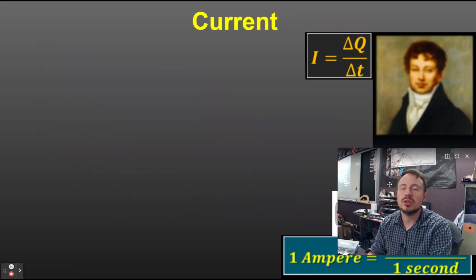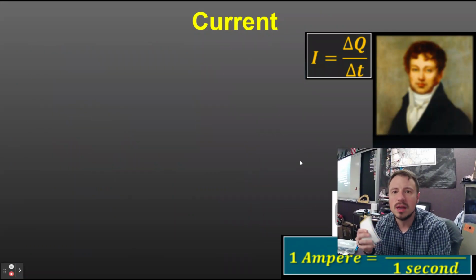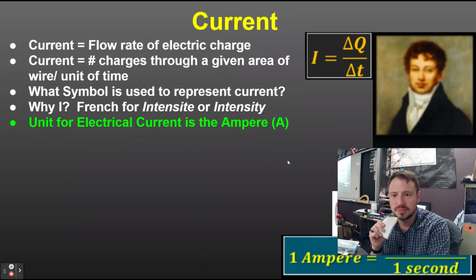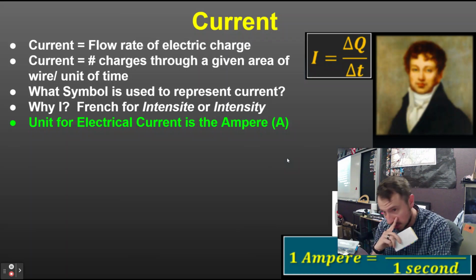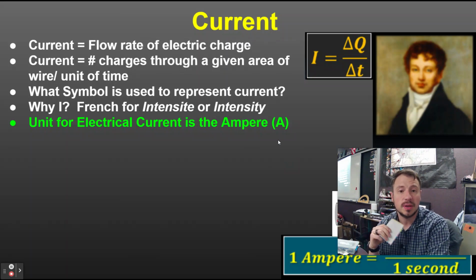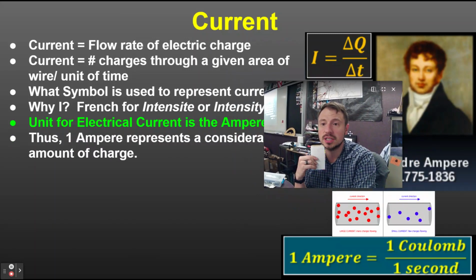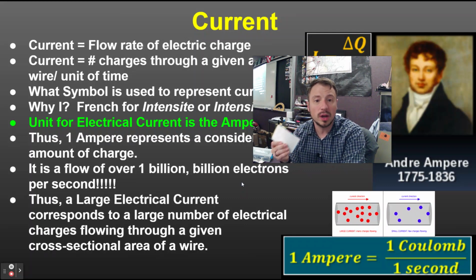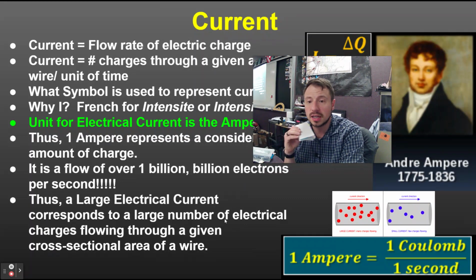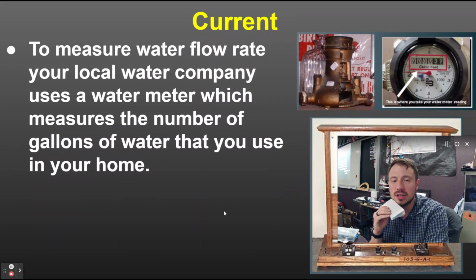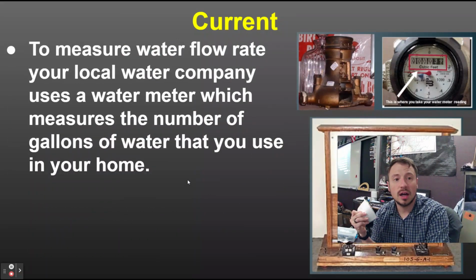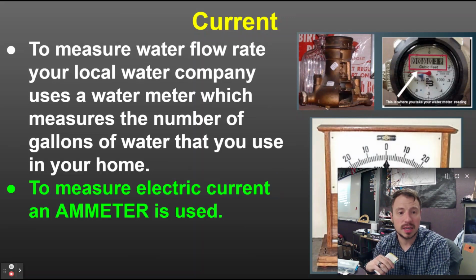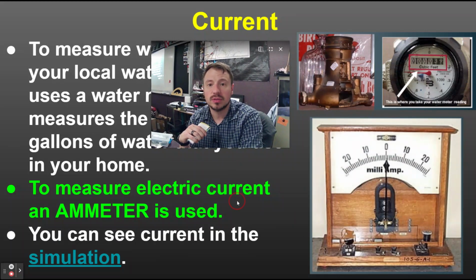So now let's talk about current. We talked about what enables current to flow. What is current, right? We said current is the flow of electricity, but the unit for current is the ampere, or amp. 1 amp represents a considerable amount of charge. It's a flow of so many electrons per second. It's basically 1 coulomb of charge per second. Just like we measure water going into the house, you measure electric current with an ammeter, right? We're measuring the amperage going through a certain current.